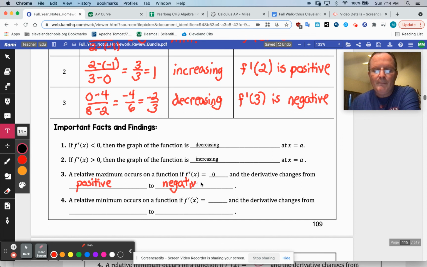Likewise, if you have a relative minimum, your slope again is going to be 0 at that minimum. But think about how you had to get to that minimum. You had to travel down to get there and then up afterwards. So that means the derivative would have to change from negative to positive.